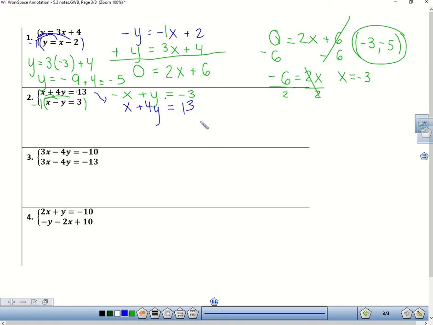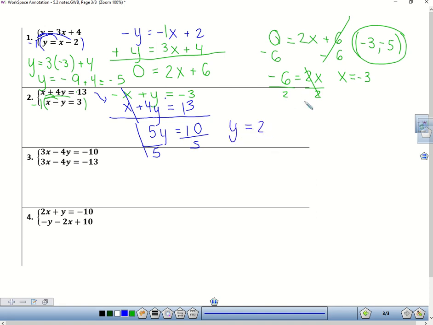Now, once you've done that, you're now going to add these 2 equations together, okay? So what's negative x plus x? 0, good. So they cancel out. And then what is y plus 4y? 5y. And what is negative 3 plus 13? 10. So now we have 5y equals 10. How do we solve for y here? Divide by 5 on both sides. So that gives me y equals 2.